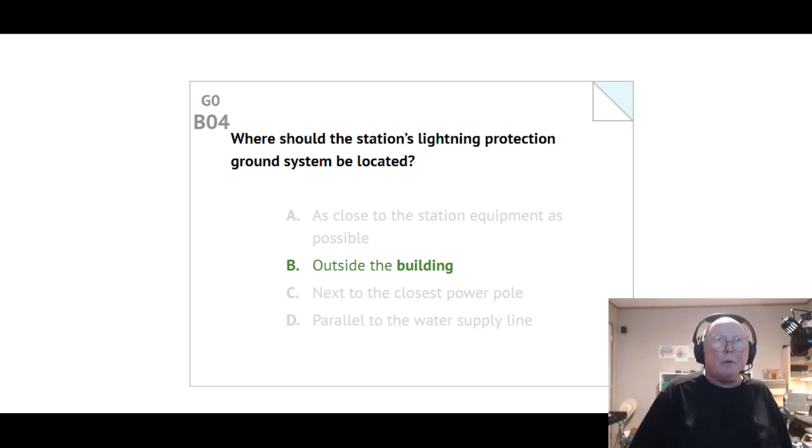Question 4, B04. Where should the station's lightning protection ground system be located? And this is always outside the building. Outside, that's all you need to know. You put your lightning protection, your surge protector, or your lightning arrestor on the outside of the building, preferably close to the radio room.